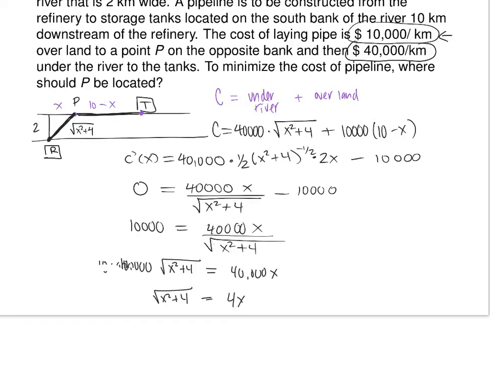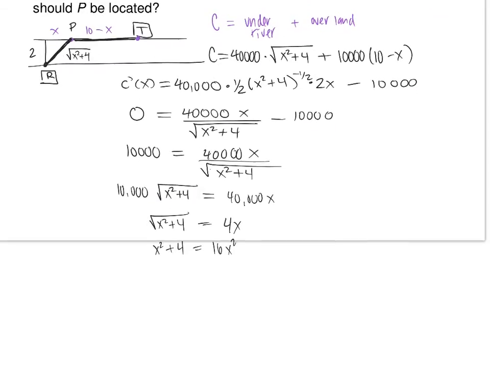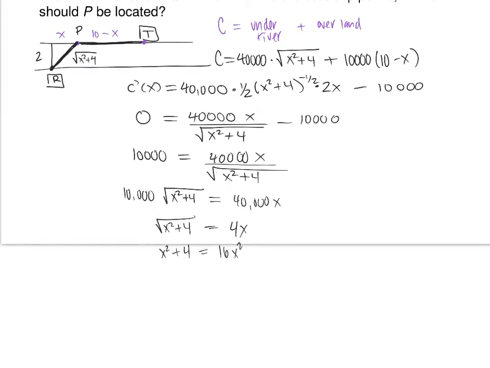It's way easier, right? And from there, it's not that bad, right? Square it, you get x squared plus 4 equals 16x squared, sorry, yep. So 4 is equal to 15x squared, right? 4/15 equals x squared. So x equals 2 over root 15.